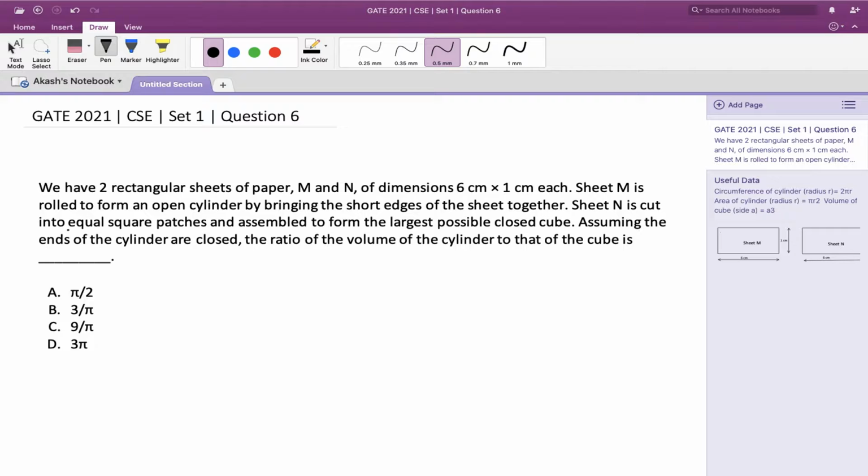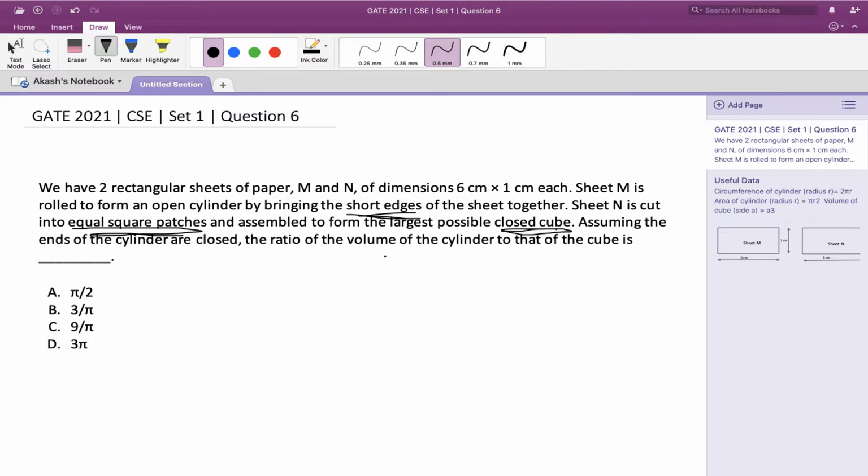Hello everyone. This is a question asked in GATE 2021 Computer Science and Engineering Set 1. We have two rectangular sheets of paper M and N of dimension 6 cm cross 1 cm each. Sheet M is rolled to form an open cylinder by bringing the short edges of the sheet together, while sheet N is cut into equal square patches and assembled to form the largest possible closed cube.